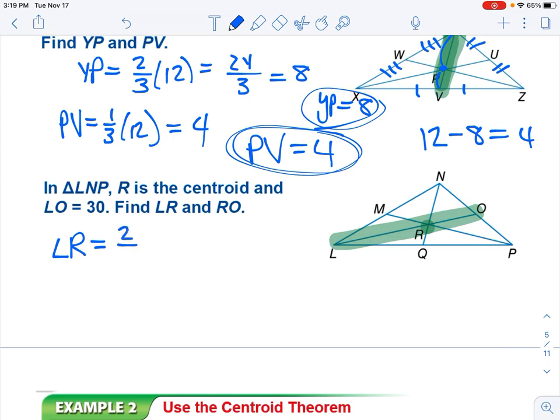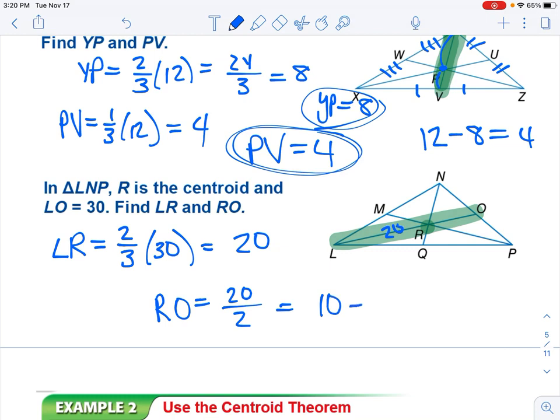LR is equal to 2/3 the whole thing, 30. So this is equal to 20. If we take 2 times 30, we get 60. Divide that by 3 and we get 20. So this segment LR is 20. I know RO must be half of that. So RO is 20 divided by 2. So RO is 10. And we are done with that one.